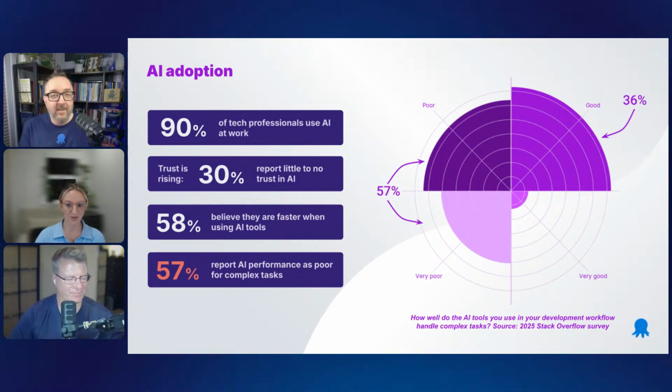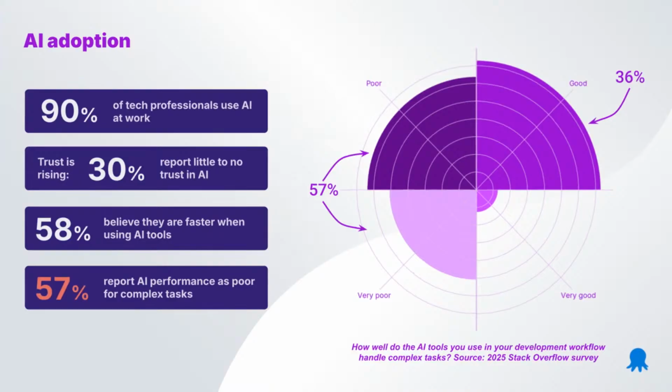Nope. Yeah. So this is the next slide, which is on AI adoption. On the left, we've got some stats about how individuals are adopting AI, in that 90% of tech professionals are using it at work. Trust is rising, generally speaking, in AI. So this stat, the 30%, actually went down in 2025 compared to 39% who had little to no trust in 2024. And 58% of developers actually believe that they are faster when using AI tools.